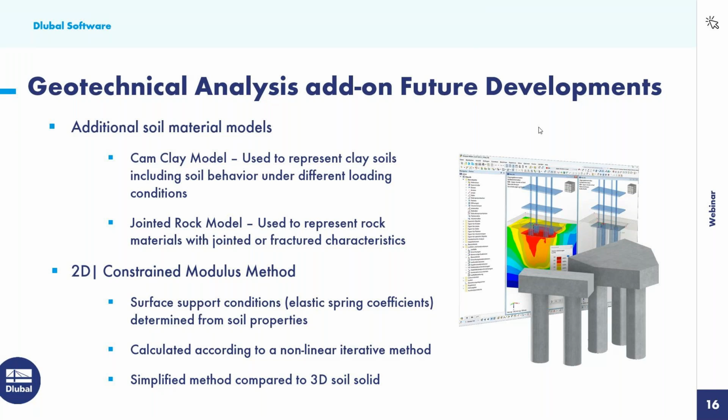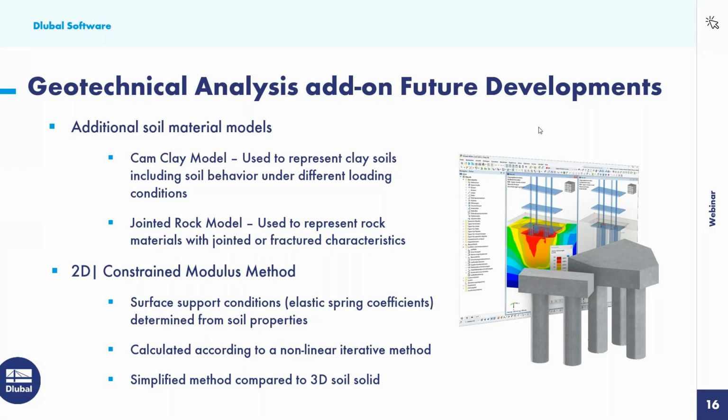The other really cool thing that we're working on is the 2D constrain modulus method. So what we want to do here is to automatically determine the surface support condition. So we're talking about the elastic spring coefficients directly from the soil properties that you input into the program. So what I mean by this is we'll calculate this according to a nonlinear iterative method.